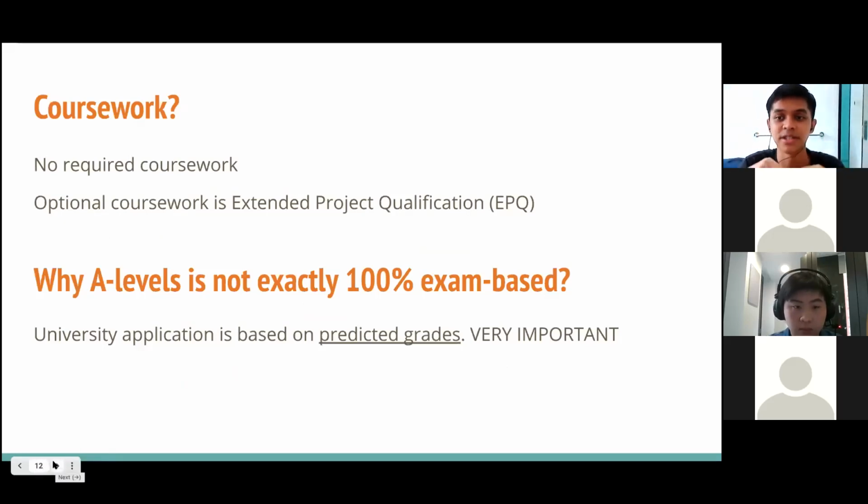And lastly, I want to stress why it's not exactly 100% exam based, because you can't mess up your trials, right? Even though people say that it's 100% exam based, you can't mess up your class tests or trials, because you need to do well in your predicted grades, because you use your predicted grades to apply to university. Meaning to say, when you apply to uni, you actually haven't completed your A-levels. You're still doing it. So you apply to uni with your predicted grades. So that's just one important thing to take into consideration.